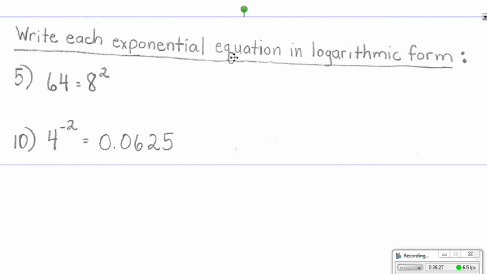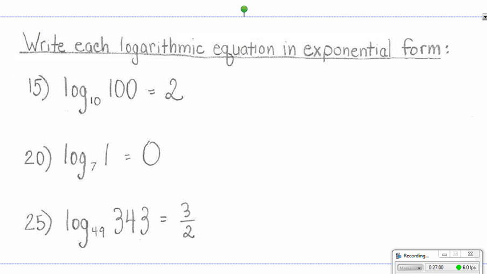Now, once again, logarithmic form. Here we get to see 2 equals log base 8 of 64. Same as this one, here we get to realize negative 2 equals log, what's the base? Base is 4. Now what's the result that we end up getting? Which is 0.0625. Alright.